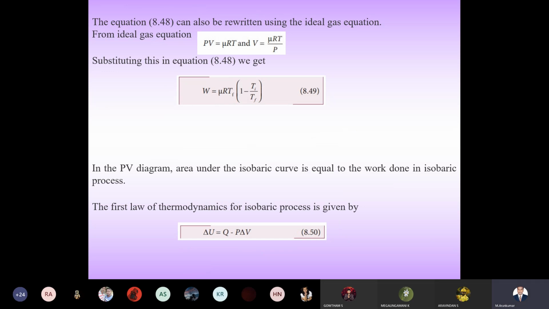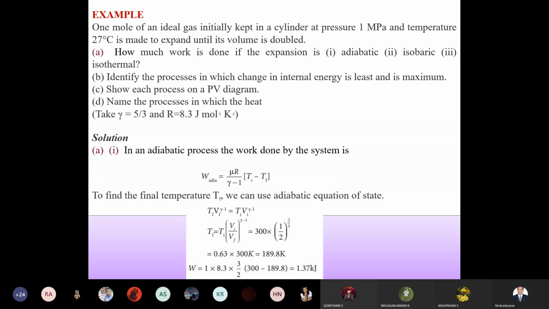In the PV diagram, the area under the isobaric curve is equal to the work done in an isobaric process. So we know all the processes from the PV diagram, and we can have the work done. If you compare with the first law of thermodynamics for this process, we know delta U is equal to Q minus W. So we can substitute the W value here, that is P delta V. Then we can have another equation of the first law of thermodynamics.